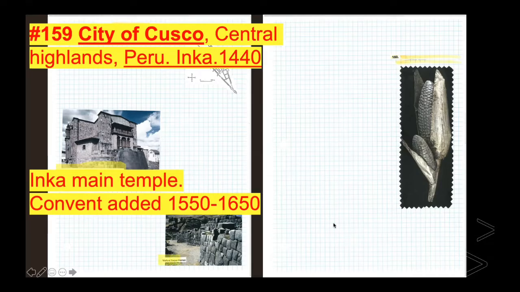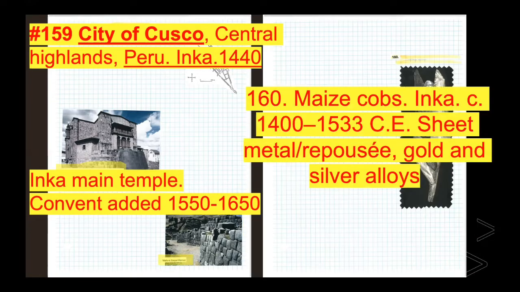And then the bottom is walls at Sacsayhuaman. All right, 160 is maize cobs, Inca, 1400 to 1533. This is sheet metal, and then there's a technique we're going to learn about called repoussé. And this is gold and silver alloys.